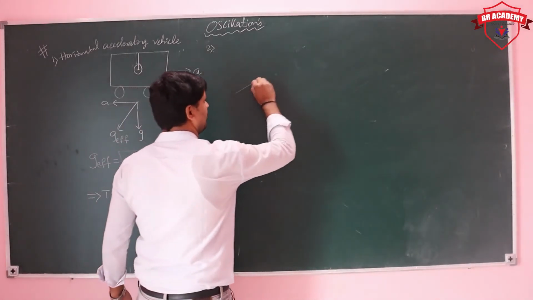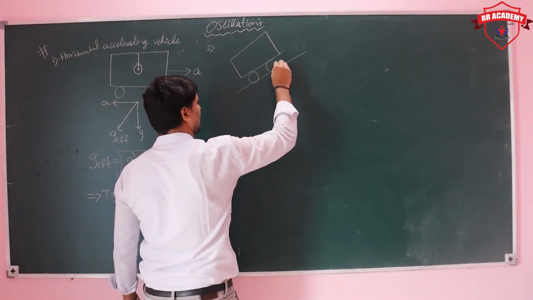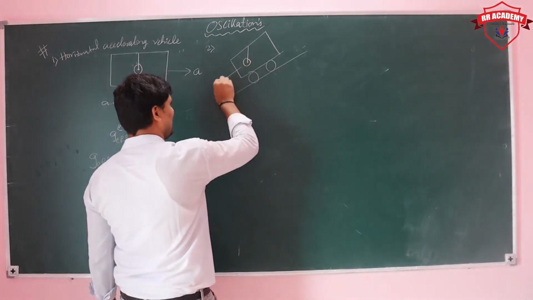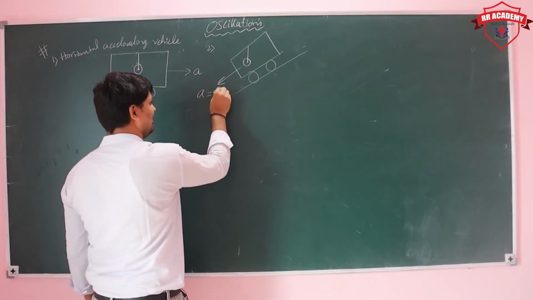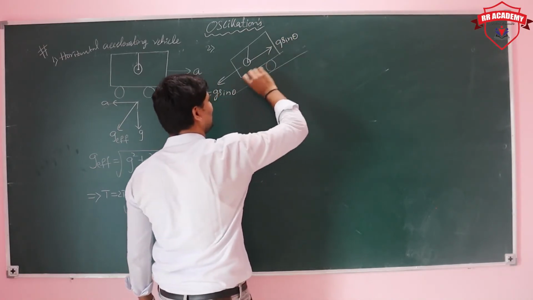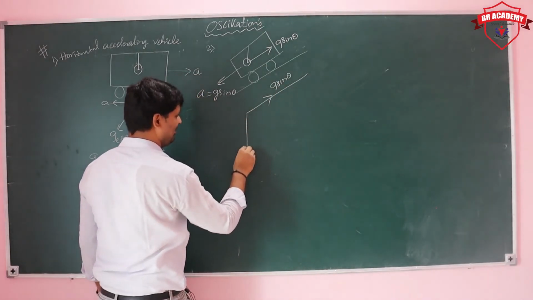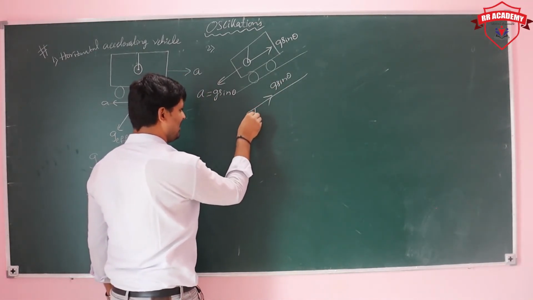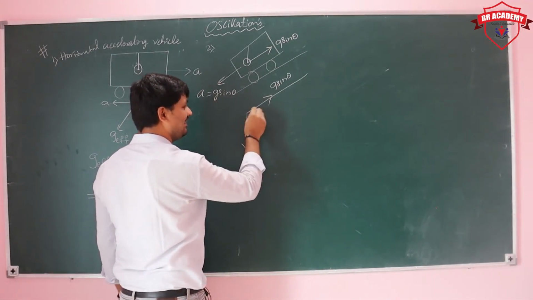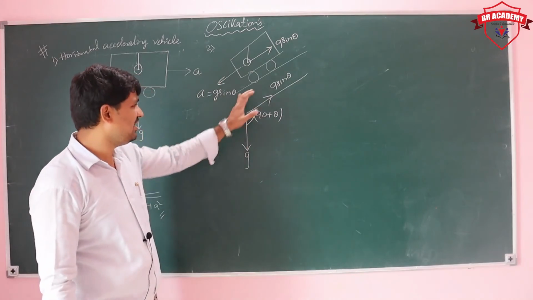In case the vehicle is on an inclined plane, accelerating downwards, the acceleration along the incline is g sin theta. But here some pseudo acceleration is acting now. How much? g sin theta, in which direction? Upward direction. And here this is the gravity. What is the angle between them? The angle between g and g sin theta is 90 plus theta.